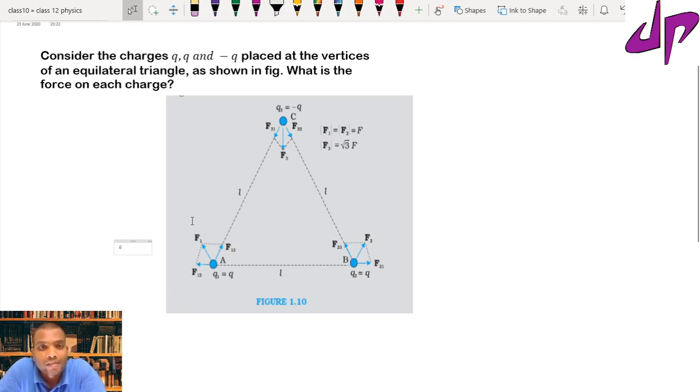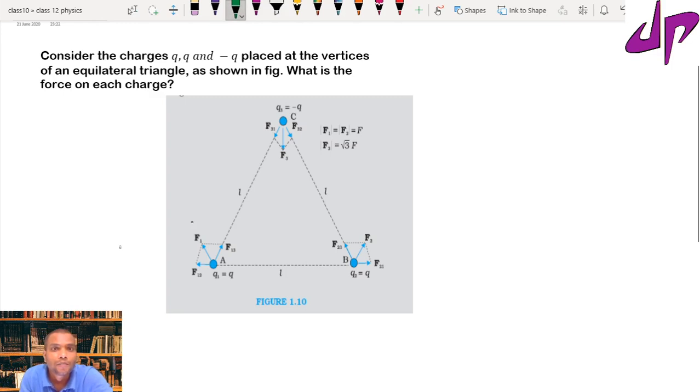Let's see one more example, an NCERT example. The problem is given here. Consider the charges q, q and minus q placed at the vertices of an equilateral triangle as shown in the figure. What is the force on each charge? We need to calculate the force on each charge. The diagram makes it easy; they made the diagram and gave it. So let us analyze the diagram first.